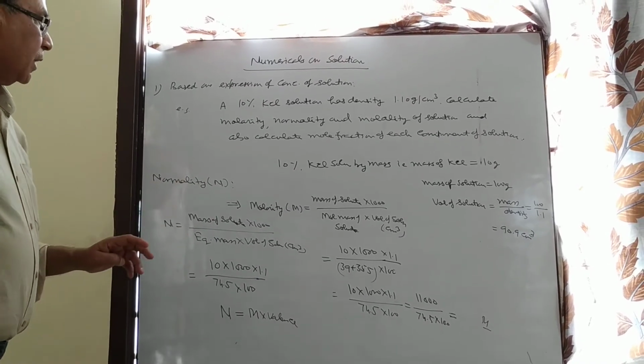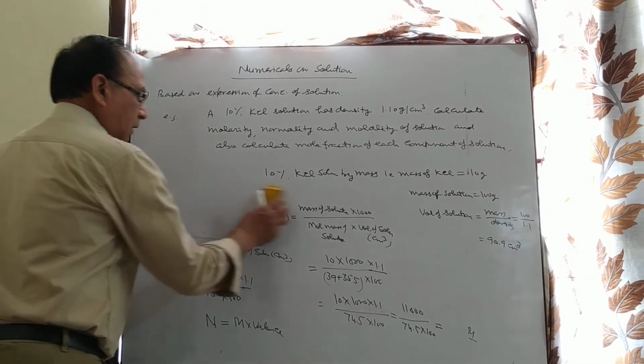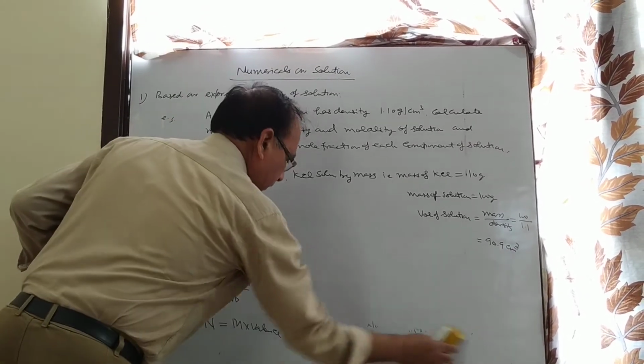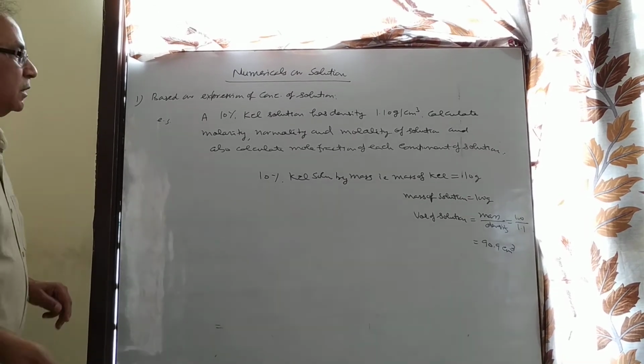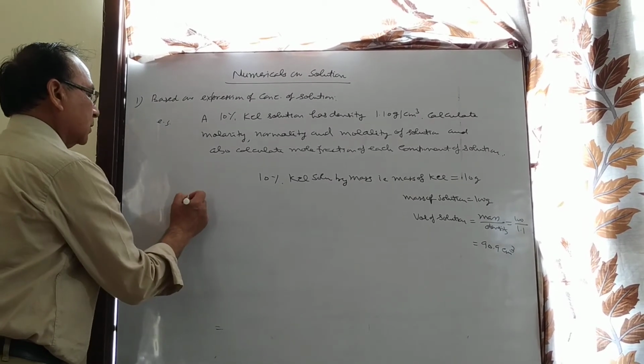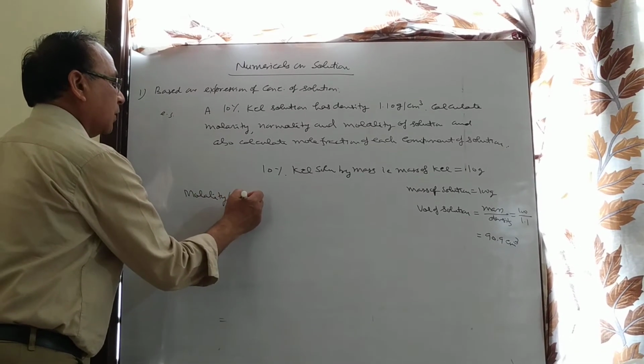Now the third point is the molality of solution. Okay, is it clear or not? Now the third point is molality of solution. Molality is denoted by small m.